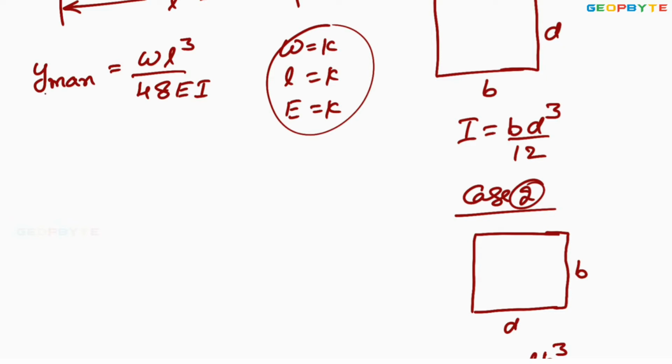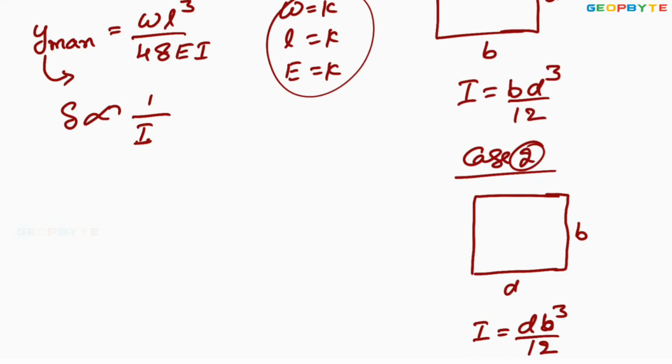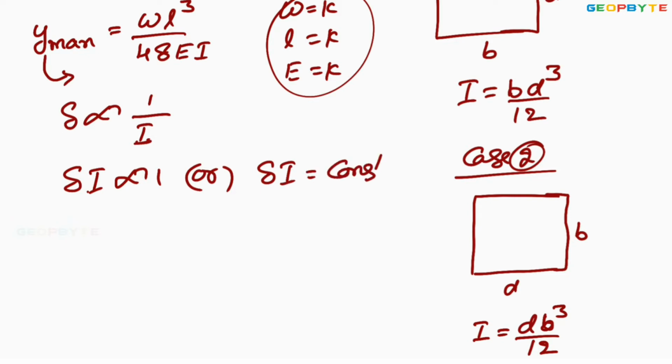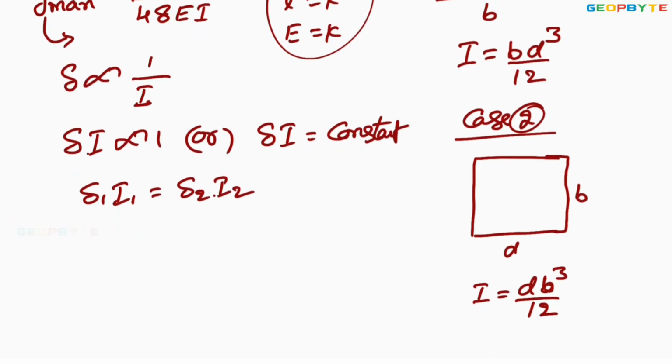Then the original deflection is given as delta. Delta is inversely proportional to I. Since deflection is inversely proportional to I, I can say that the product of deflection and moment of inertia is equal to a constant. Then I can say delta 1 into I1 is equal to delta 2 into I2. Here delta 1 is given as delta, when the width is B and depth is D.